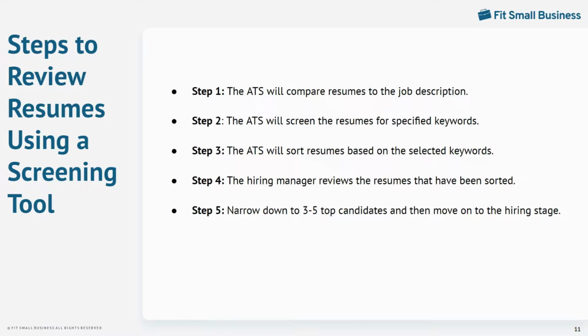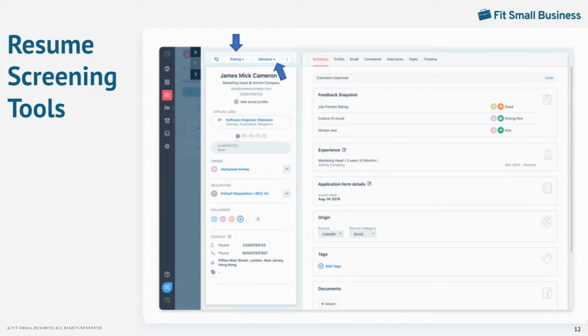Step 1, the ATS will compare resumes to the job description. Step 2, the ATS will screen the resumes for specific keywords. As a hiring manager, you will enter those keywords into the system based on the job description or job post. Step 3, the ATS will sort resumes based on the selected keywords into no, maybe, and yes piles. Step 4, the hiring manager reviews the resumes that have been sorted. And step 5, narrow down to 3 to 5 top candidates and then move on to the hiring stage.